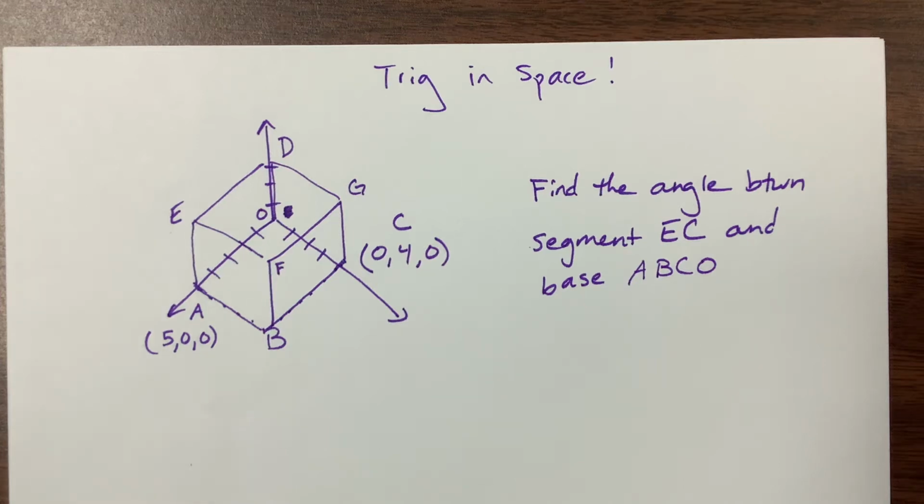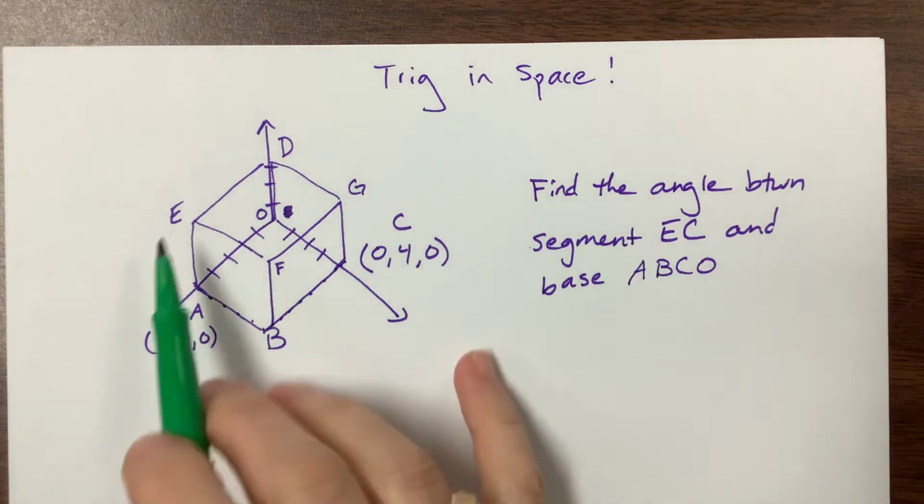Okay, in this problem, they've asked us to find the angle between the line segment EC and the base, ABC, and then it goes to the origin, ABCO. So I've attempted to draw it. My apologies if it's not perfect. We'll do the best we can. So what they want to know is this.